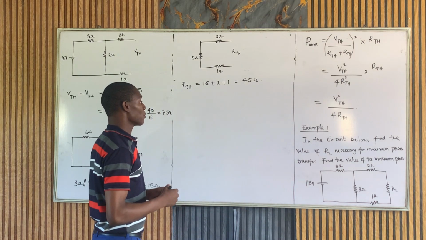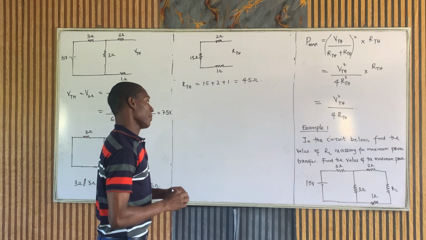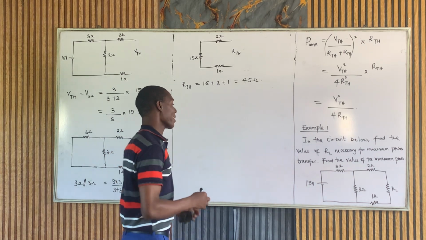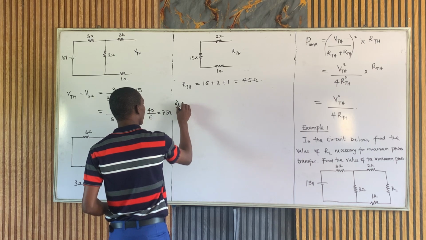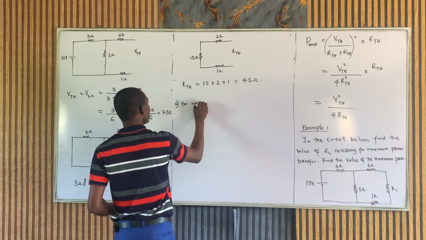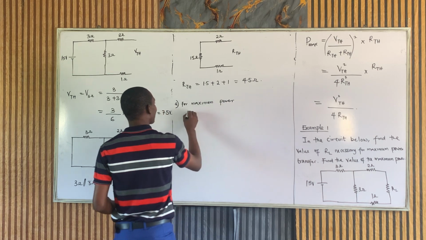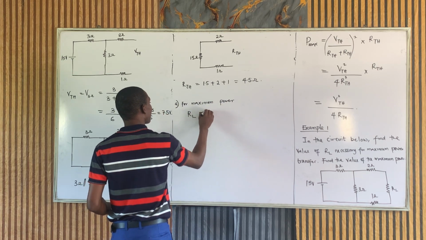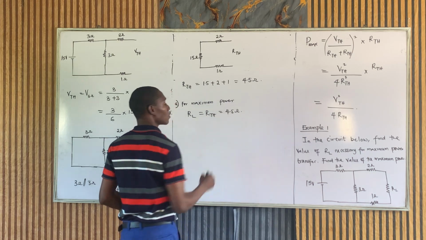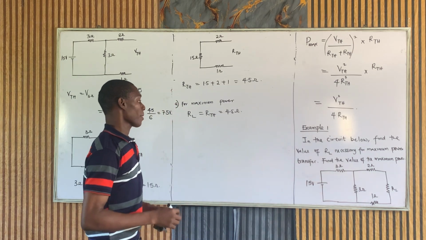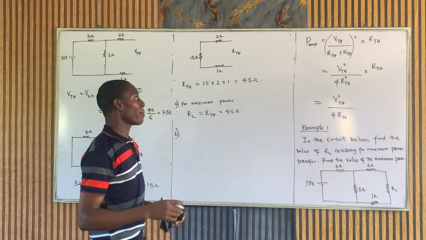The next thing now to do is, okay, first of all, we are looking for the value of RL. I'm answering that first question. For maximum power, we have it that RL is the same as the RTH, which is 4.5 ohms. I've answered that now.